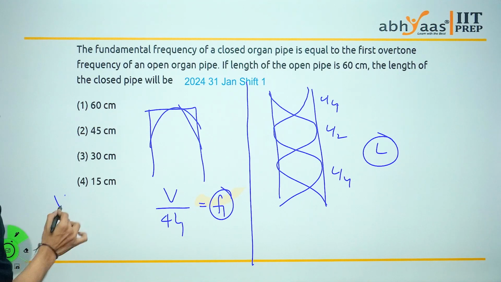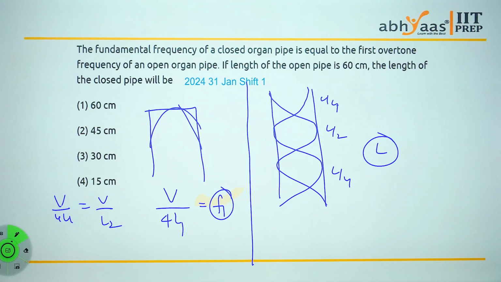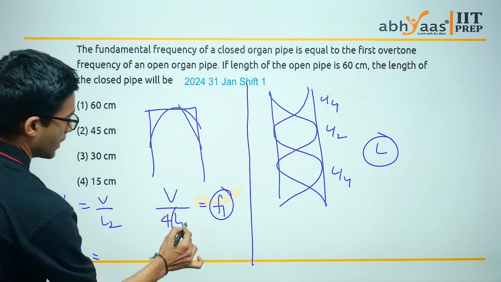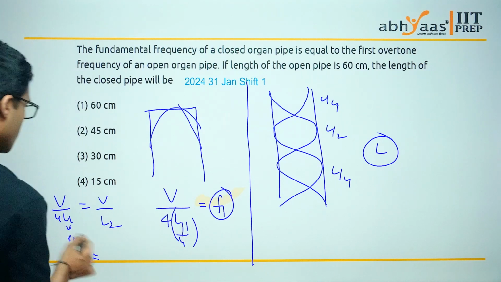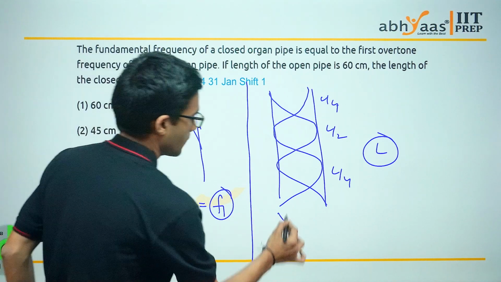But here V by 4 L1 equal to V by L2. Okay, so if you try to understand, first one is 60. So 4 into 60. L2 is how much? Here in place of L1, you need to write L1 by 4. Okay, cancelled. What you will get? V by 4 L1, right? Next one V by L2. So other things V by L2.